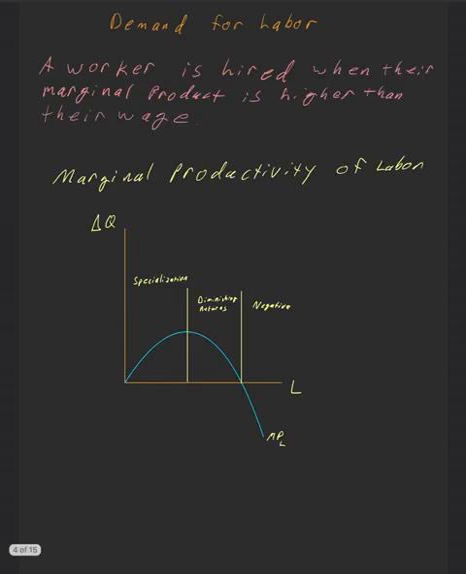So a worker is hired when their marginal product is higher than their wage. So that's roughly stating what we had before, revenue higher than cost. Another way to say that is when your marginal product is higher than your wage.